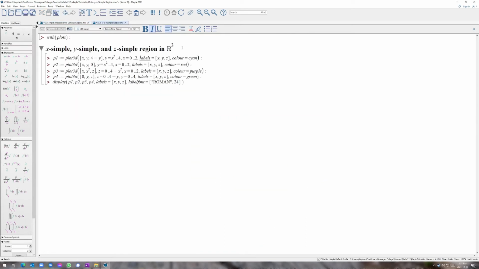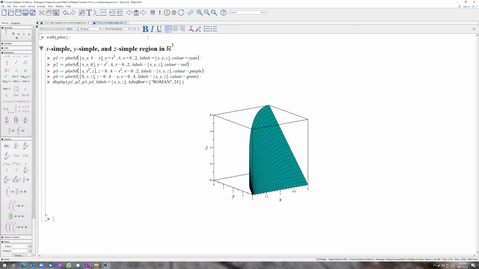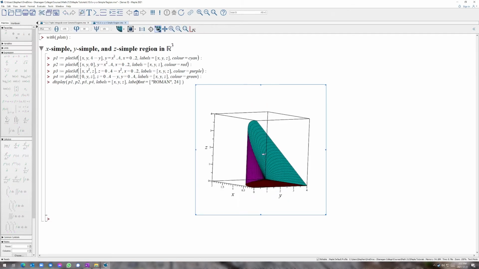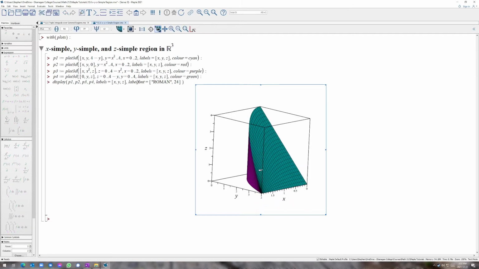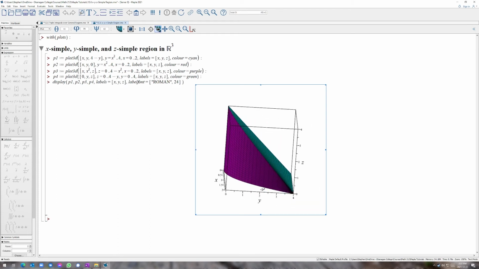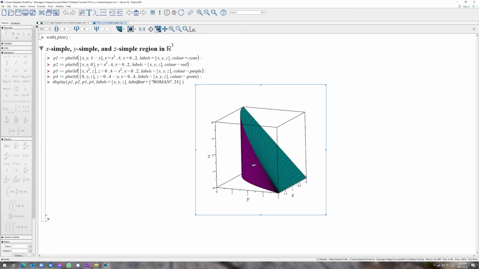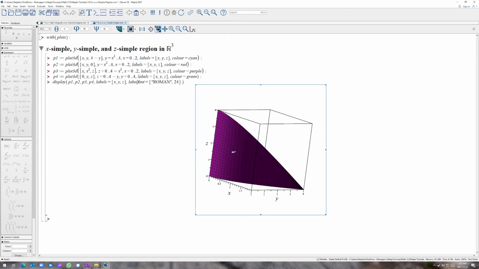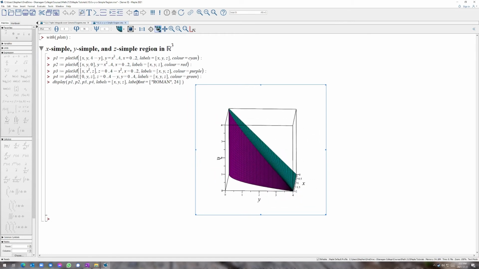Now I have another tab open here to show you a region that is z simple, x simple, and y simple. This is the best case scenario. We can see we have a top surface for z, which is blue, and a bottom surface, which is red. If we're taking a look along the y-axis, the right-hand side here is positive y. This surface is the highest value of y, which is blue, and we have a purple surface, which is always the lowest value of y.